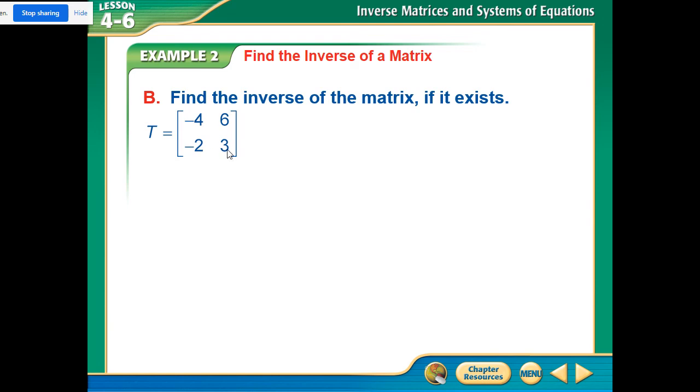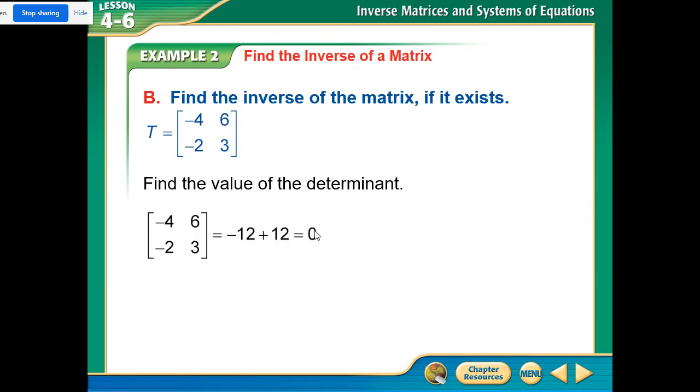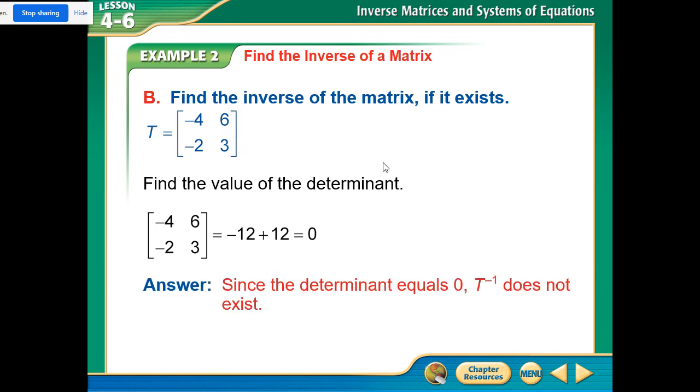All right, find the inverse of this matrix. So again, we have to do the determinant. This is -12, and that's -12. And that gives us 0. That's not a good thing. Whenever the determinant is 0, we know that the inverse does not exist. There are some matrices that will not have an inverse. And this one doesn't exist.